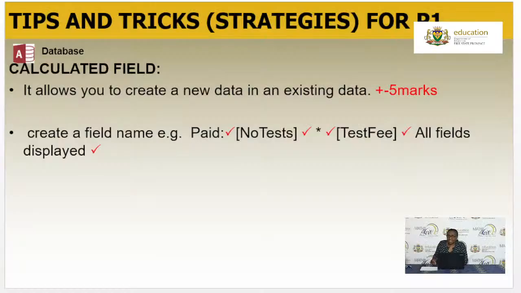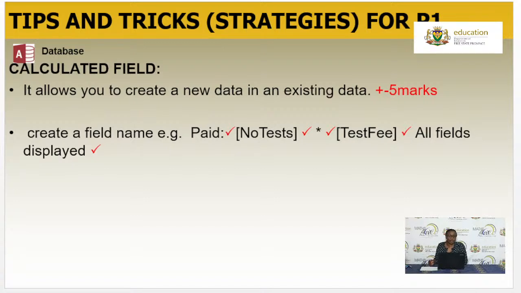Right. Now we move to the calculated field. A calculated field allows you to create new data from existing data. A calculated field is a field that is not there, which means you must insert this field on your own. Now, when you are going to create this new field, just typing, for example, Paid and a colon, without doing any calculation there, you get a mark for that.